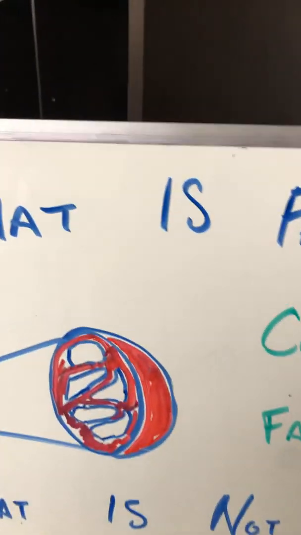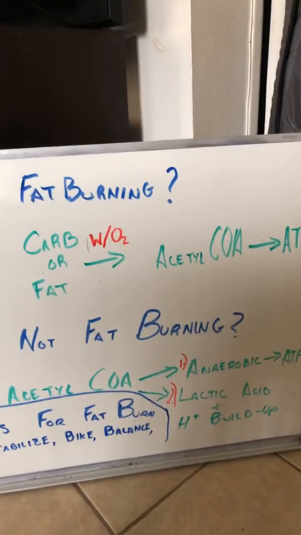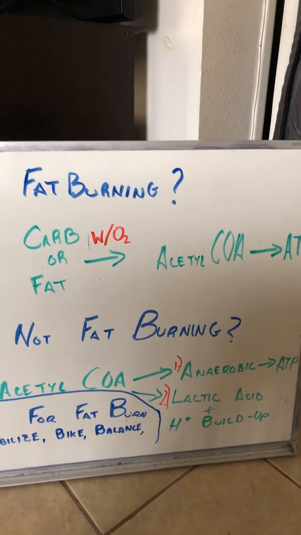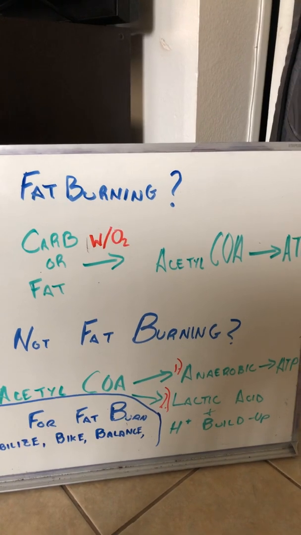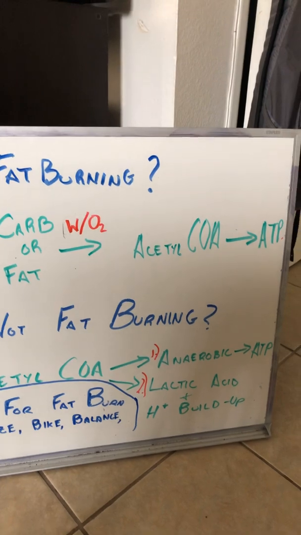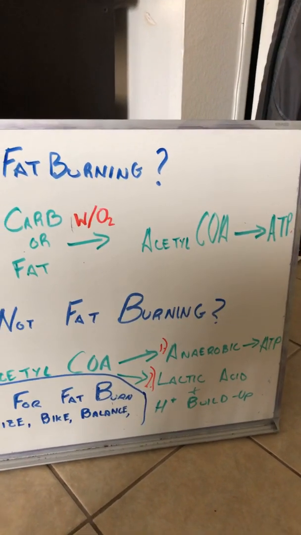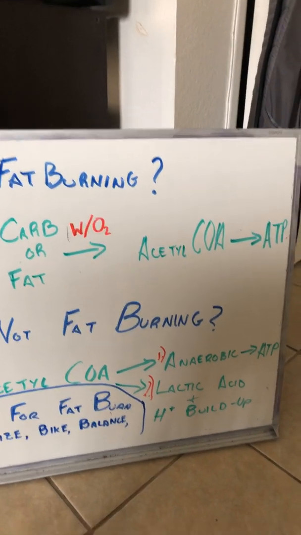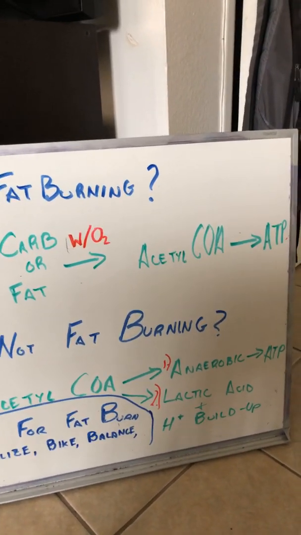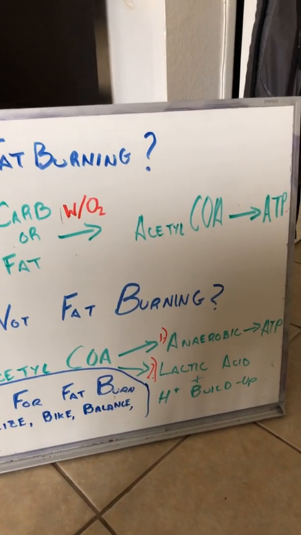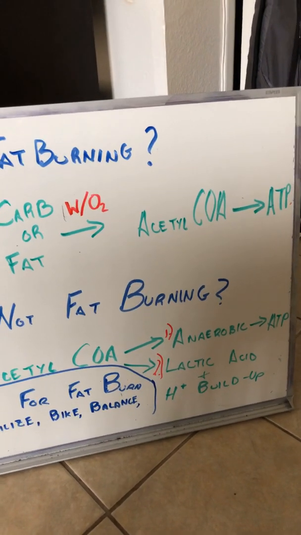Okay, so let's look at it from here. You're going to start with a carb or a fat, and with oxygen, it's going to go to acetyl coenzyme A. And from there, it will be metabolized through other pathways that will eventually lead into ATP, which is that energy molecule you need to work out, perform exercise, contract, and many things in your body that need ATP.